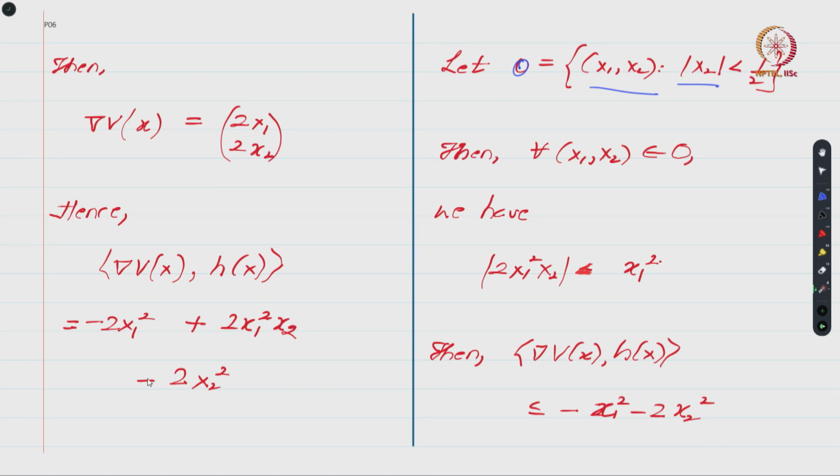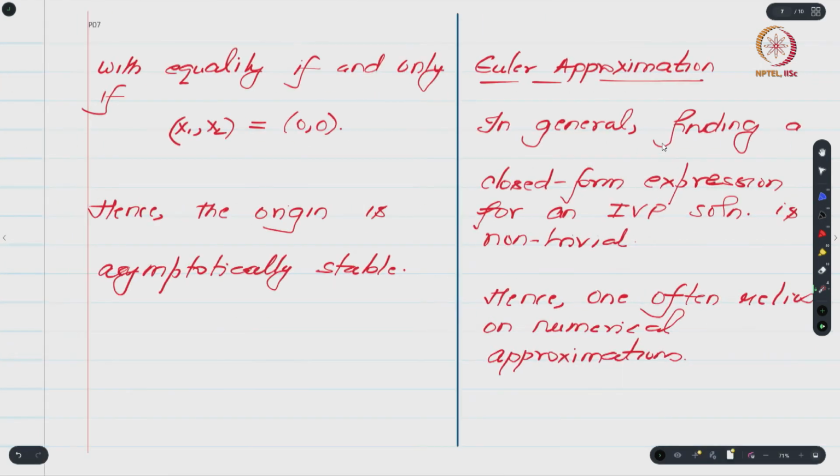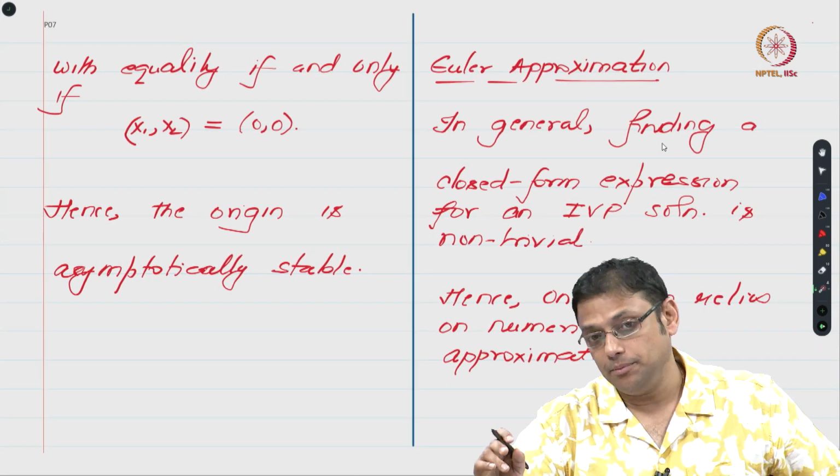So what we can now conclude is that the inner product between grad V and h of x is actually upper bounded by minus x1 square and minus 2 x2 square sum, and because x1 square and x2 square are positive, the negative of this sum will indeed be negative, and the equality over here will hold if and only if x1 x2 are both 0, and because of that reason one can conclude that this V actually is a Lyapunov function defined on this neighborhood O. And because we can construct a Lyapunov function, one can conclude that the origin is actually asymptotically stable for this ODE.